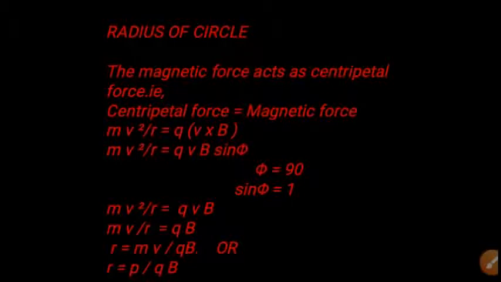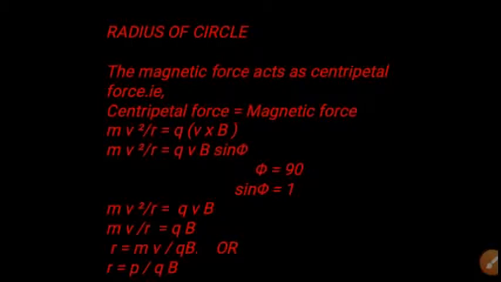So, we need an expression for r. Simplifying the steps, let us write mv by r is equal to qB, by cancelling velocity v from both sides, or r is equal to mv by qB. But you know, m into v, mass into velocity, is momentum p. That is, r is equal to p divided by qB. This is the expression for the radius of the circle followed by the charged particle.